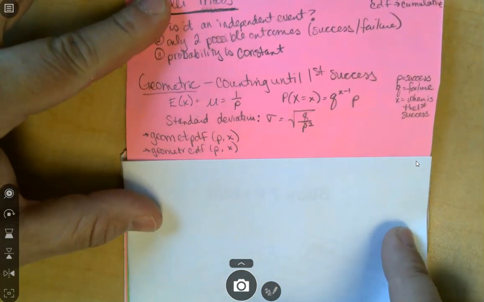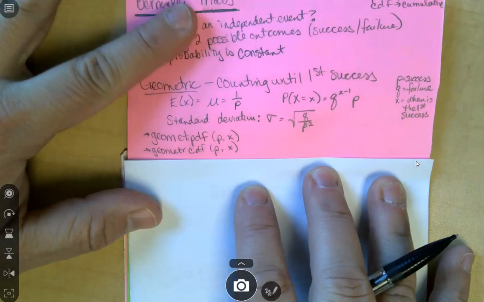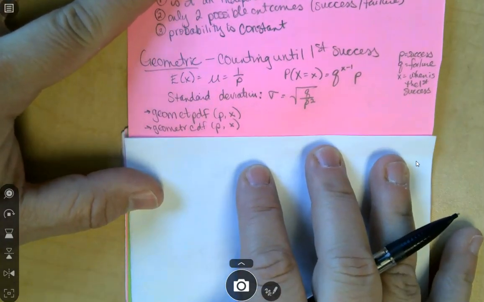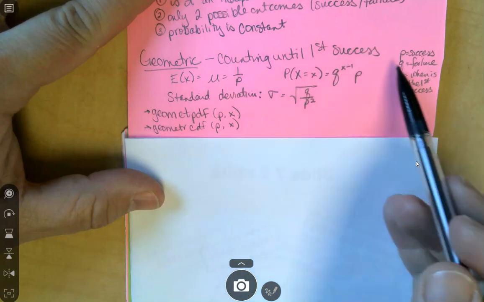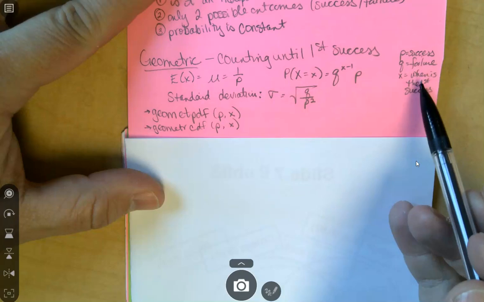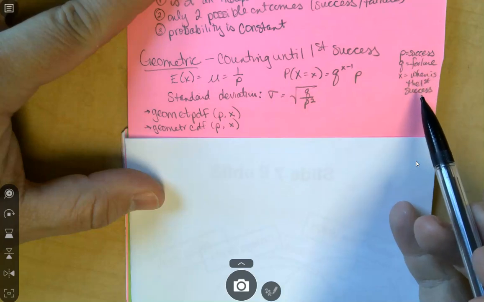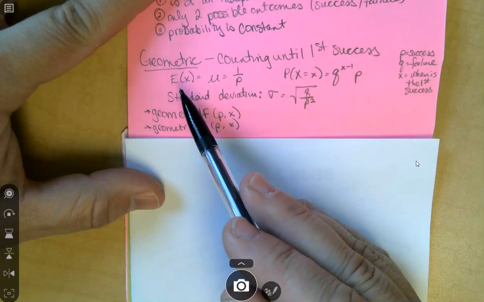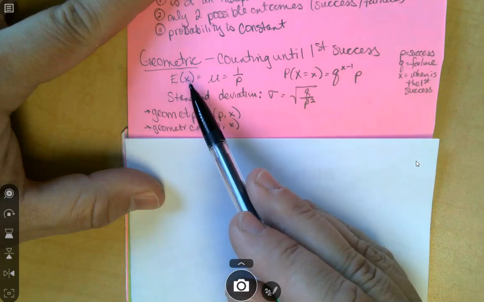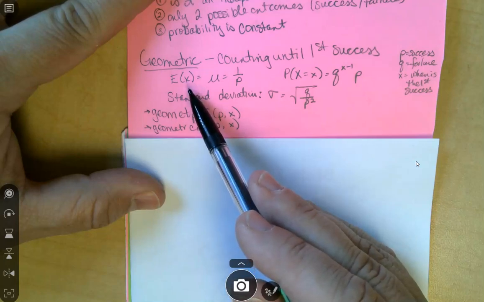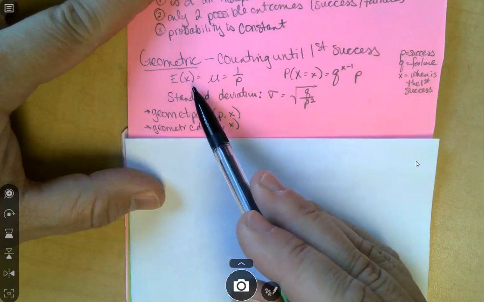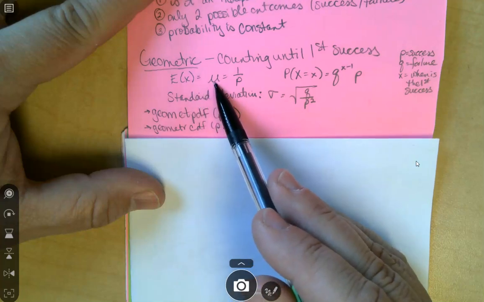So for geometric, there's a couple different things we need to know. Geometric is when you're counting until you find your first success, where P is success, Q is failure, and X is when you get the first success. Right here, this expected mean, this question is how many do you expect to see before getting your first? And so that one you have to recognize, okay, it's looking for the first and it says expected, so that's my mean. So be careful on that one. That one's kind of tricky to recognize.